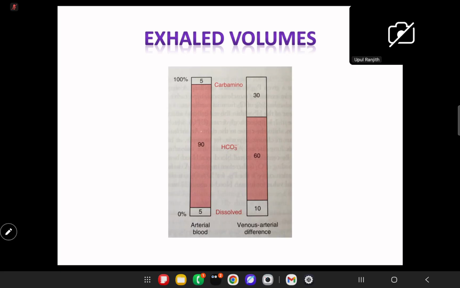I couldn't find the venous values, but it is the arterial venous difference. Difference means the exhaled volumes into the lung. That is what is given in books.